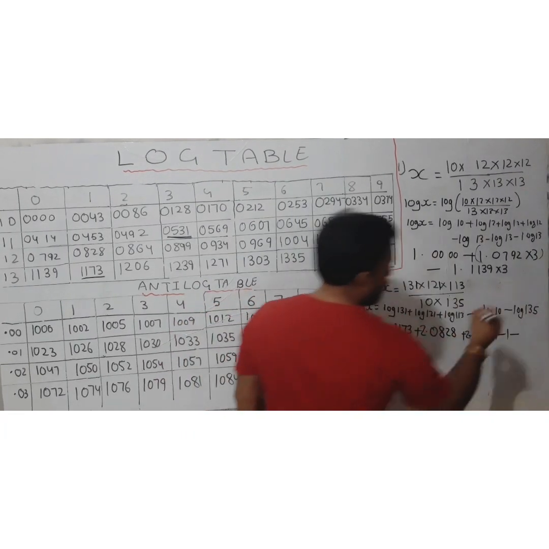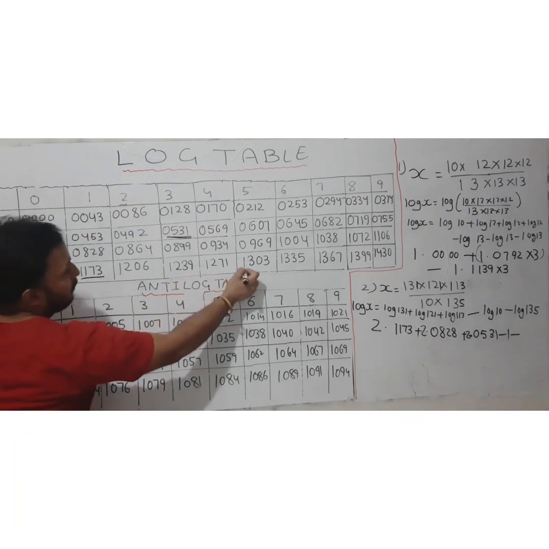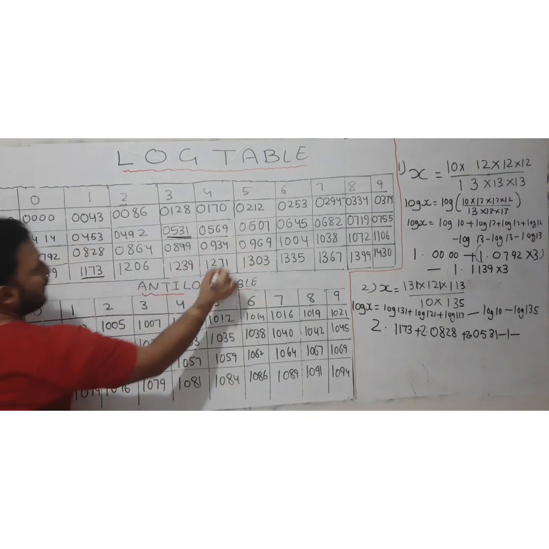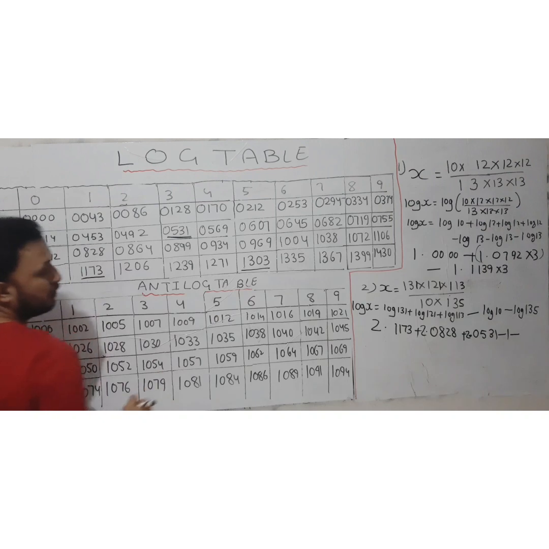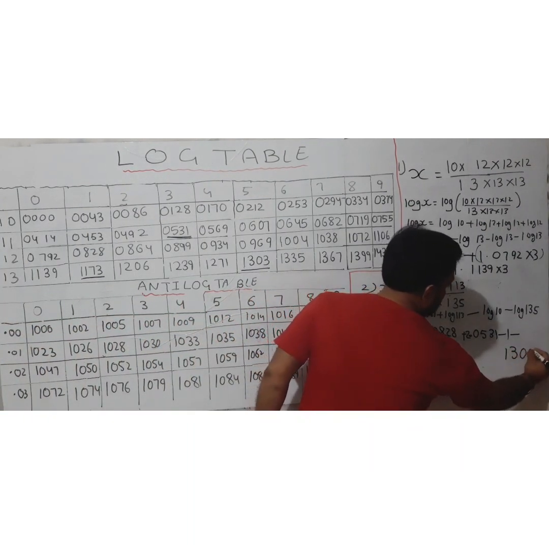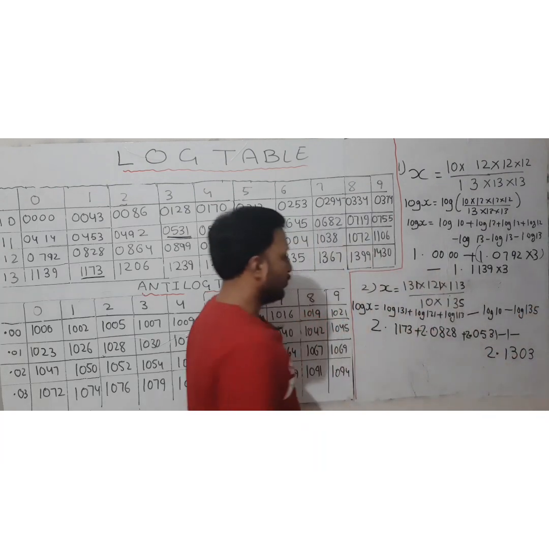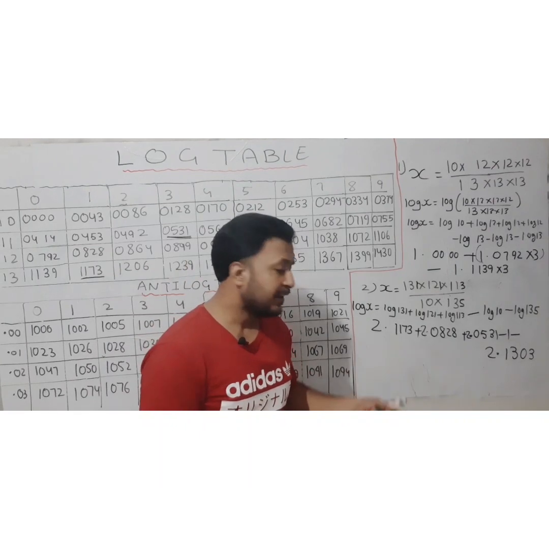Then minus log 135. Log 135, that is log 13 in 5. Okay, in 5, log 13 in 5. So its value is 1303. So I'll be writing it here 1303, and as there are 3 digits, 3 minus 1 becomes 2. Okay, so you can see you have to simply add and subtract here.